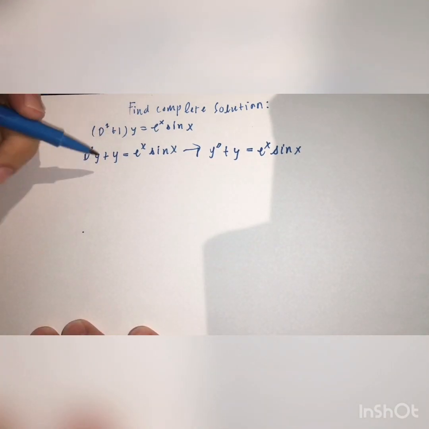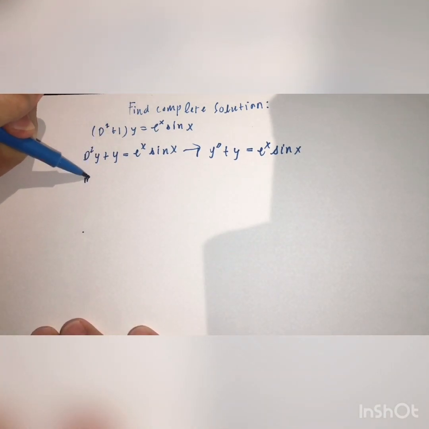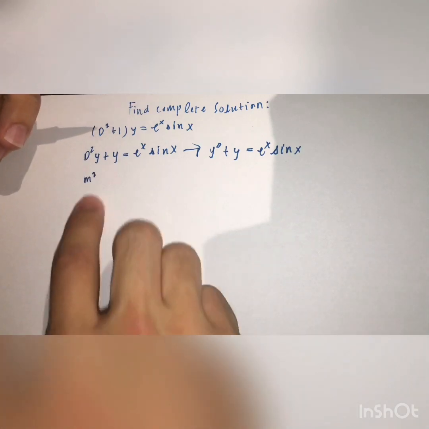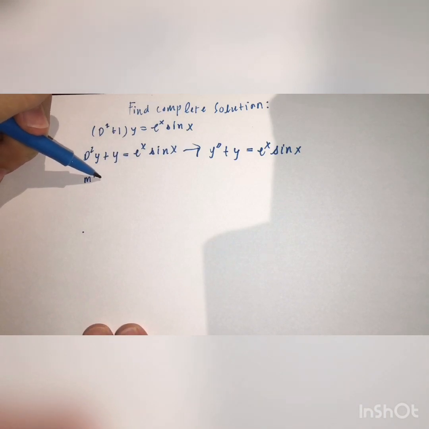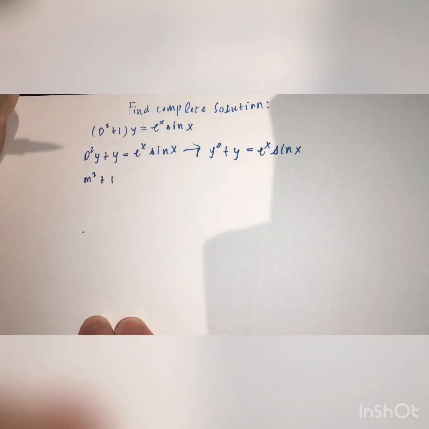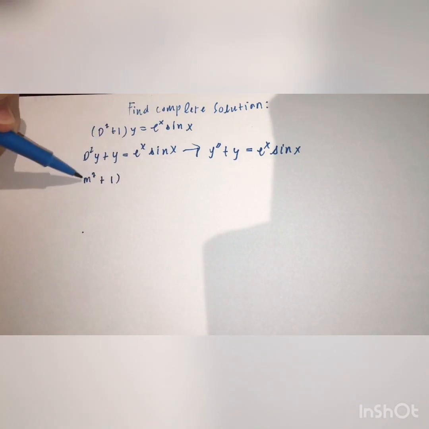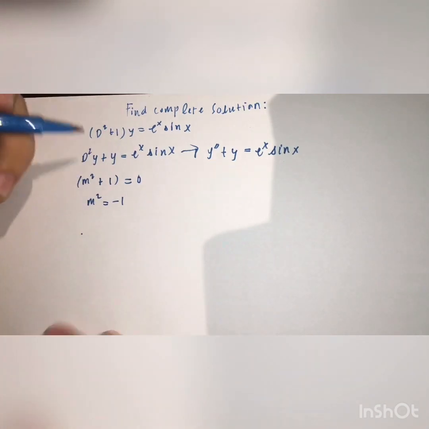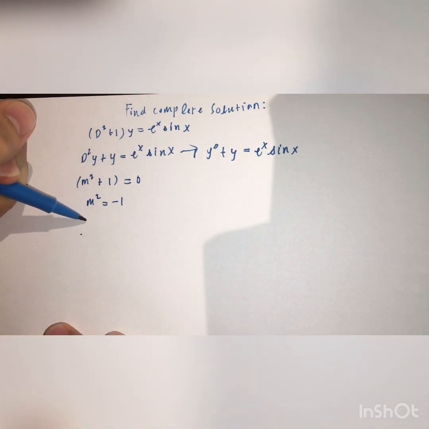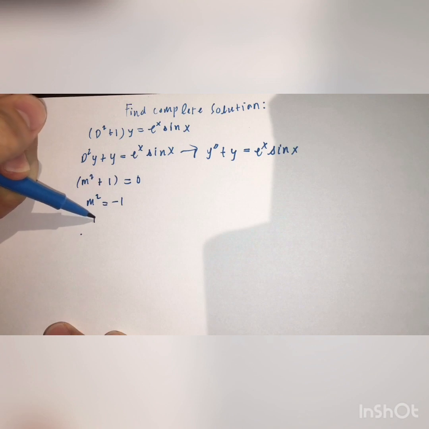And so that we can find our roots, we have to set it up into a homogeneous equation, which would be m squared, 2 being this order of derivative, plus 1. Set that equal to 0. Then we have m squared equals negative 1, which gives us the roots positive and negative 1i.